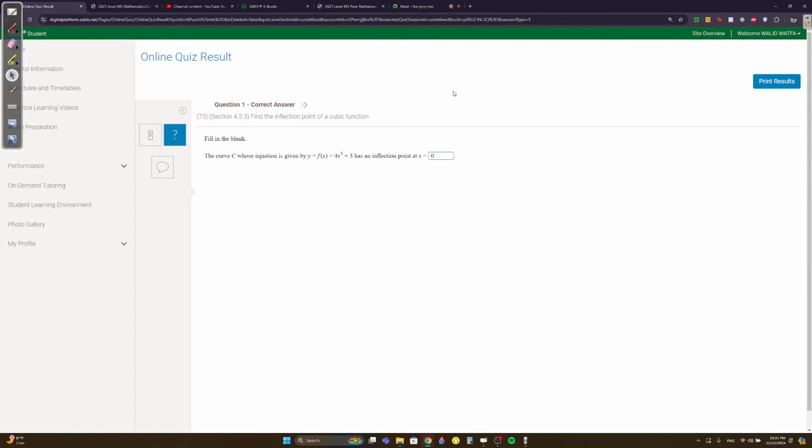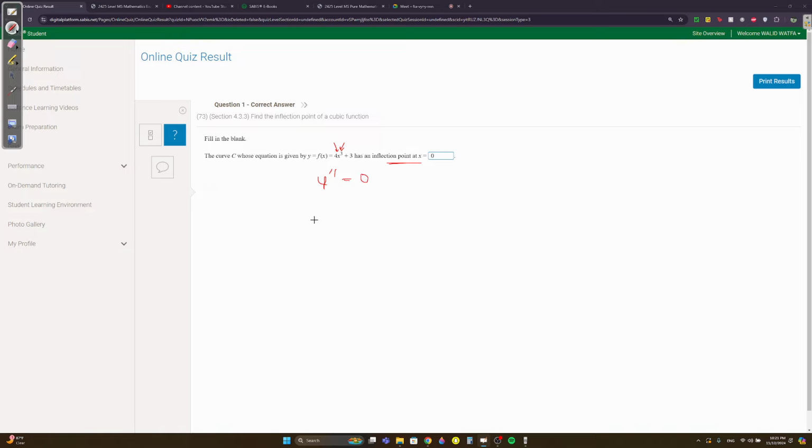This is 4.3. Pure math. Again, more derivatives. They gave you the curve here. Okay, they want to find the inflection point. Inflection point is when y prime prime, or f prime prime of x, equals 0.